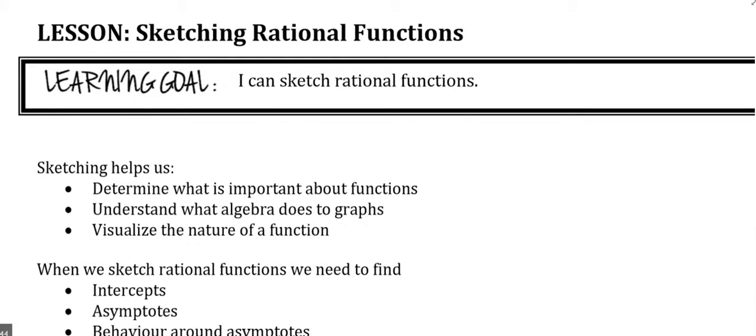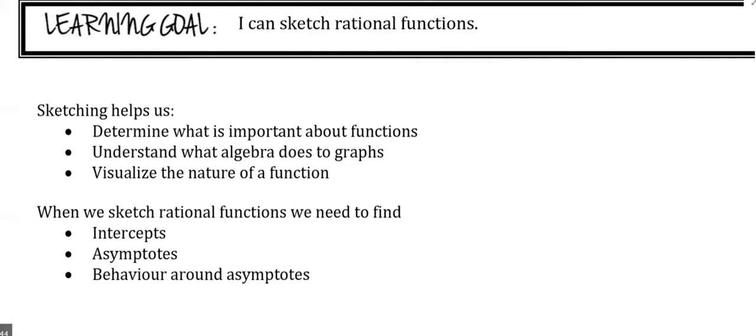And for us, because this is all we know how to find, when we sketch rational functions, we're going to do it with the following 3 things, which are intercepts, y-intercept always, and x-intercepts, the asymptotes, and then what we're adding is the behavior around the asymptotes. So those are the 3 necessary criteria, because those are the only things that we can do. Those are the only things we have skills for.